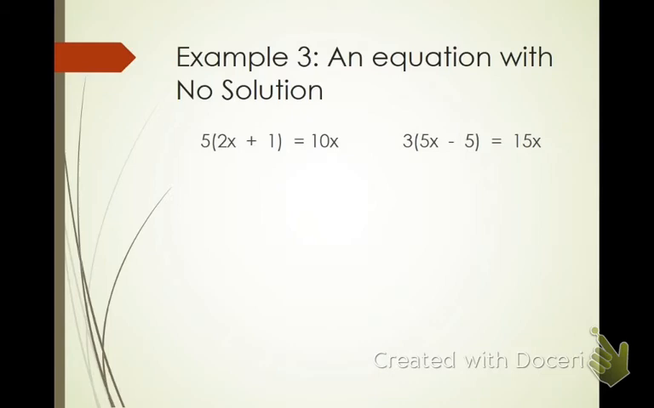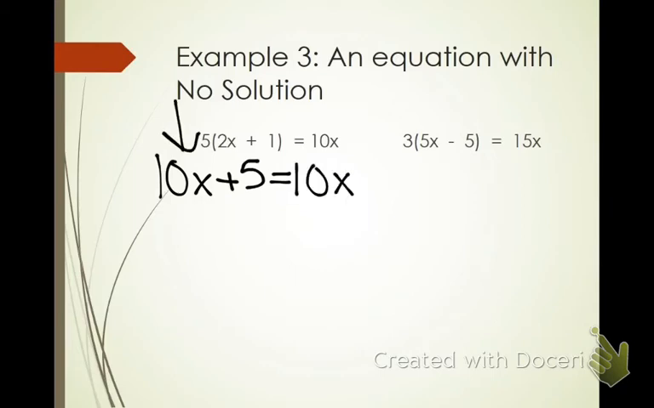When I distribute 5 times 2x, I get 10x plus 5 equals 10x. Well, I know that I can't have variables on both sides of the equation. But what do you see that's different about this one? They're the same variable. So when I try to move one or the other, what's going to happen? They're going to completely cancel out.